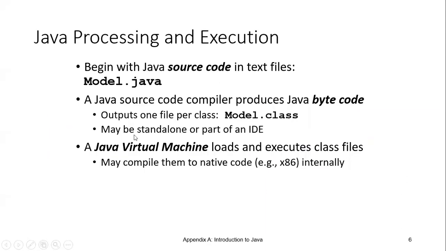This is just an example of Java processing and execution. Here I begin with Java source code in a text file and save it as model.java. Then the Java compiler, that is the Java source code compiler, produces the Java bytecode, and a class file is generated. Then the Java Virtual Machine loads and executes the class file.